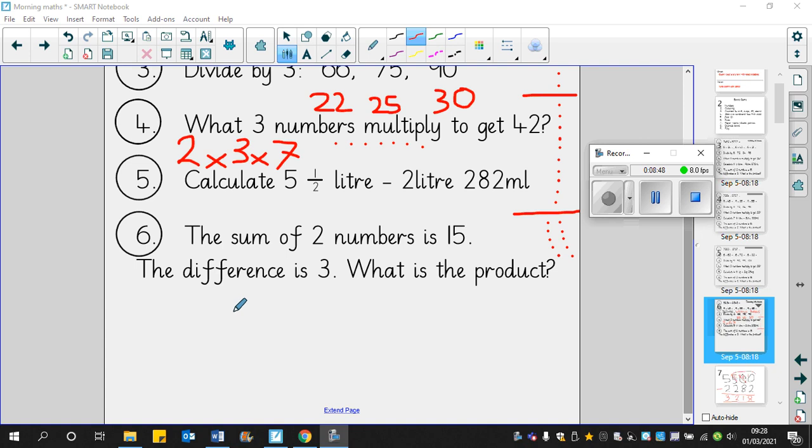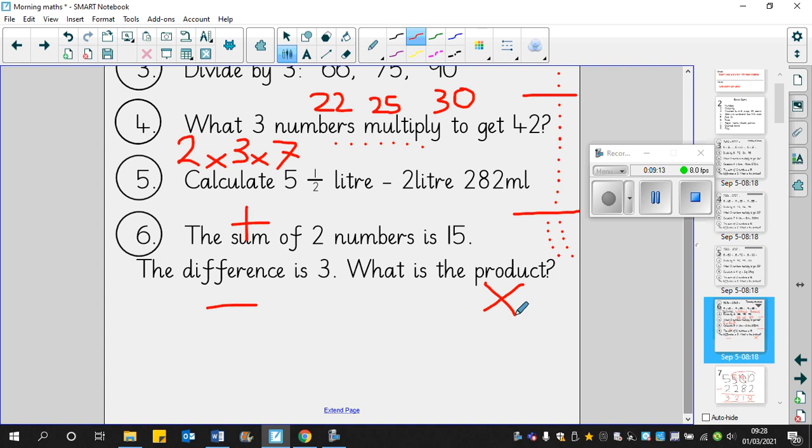Okay, and now on to question 6, the last one. So the sum of 2 numbers is 15, the difference is 3, what is the product? So once again, we've done this so many times, I'm sure you should know this off by heart now. When we talk about the sum, we mean that. When we talk about difference, we mean that. And when we talk about product, we mean that.